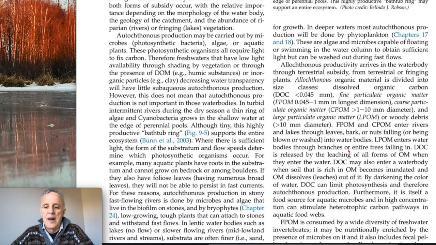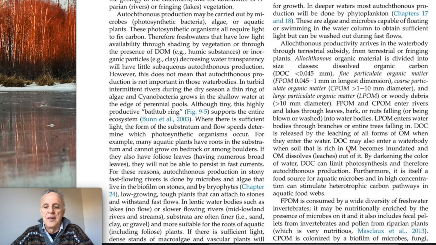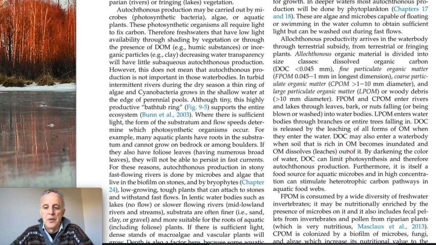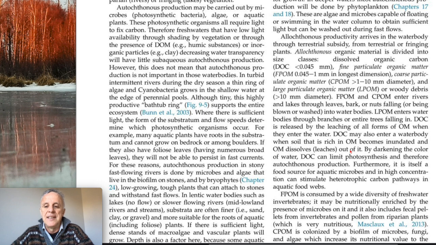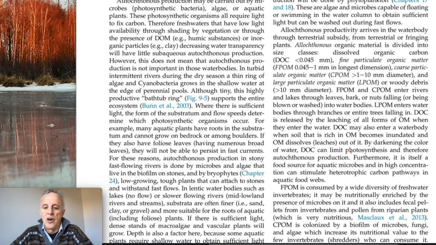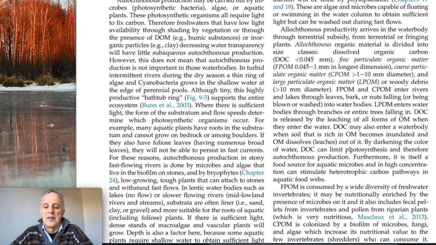Allochthonous productivity arises in the water body through terrestrial subsidy from terrestrial or fringing plants. Allochthonous organic material is divided into size classes: dissolved organic carbon, DOC, less than 0.045 millimeter; fine particulate organic matter, FPOM, of 0.045 to 1 millimeter; coarse particulate organic matter, CPOM; and then large particulate organic matter, LPOM. FPOM and CPOM enter rivers and lakes through leaves, bark, or nuts falling into water bodies. LPOM enters water bodies through branches or entire trees falling in.